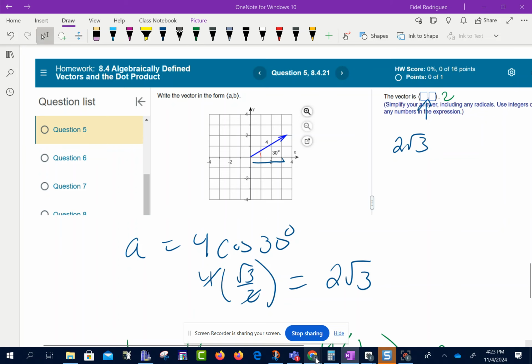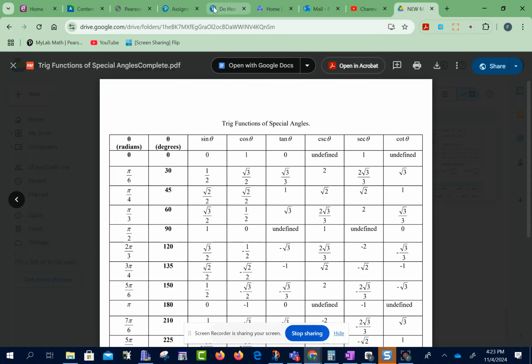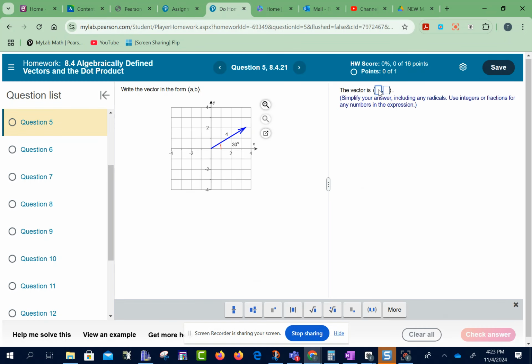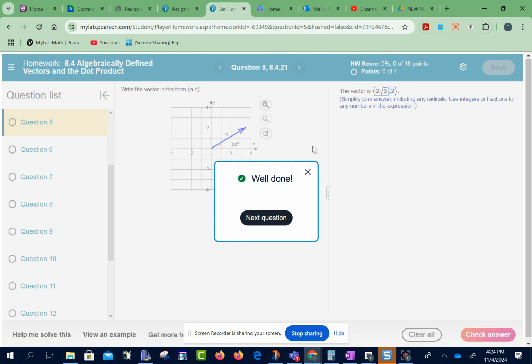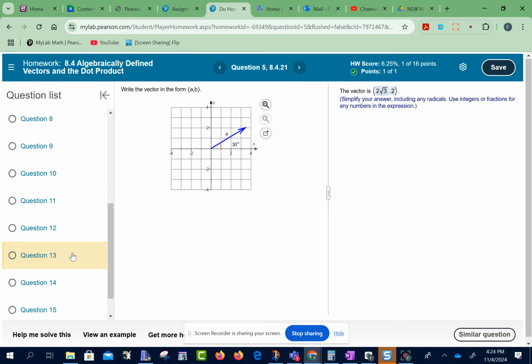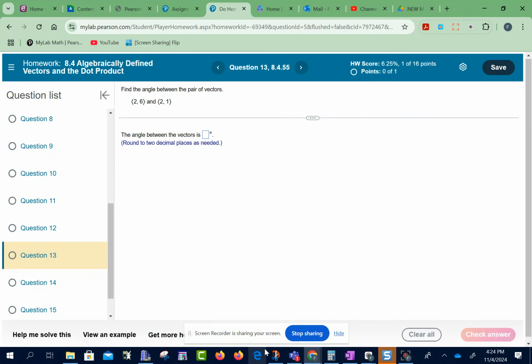So I'll come back this way, and let me go back this way right here. So I got a 2 and a square root of 3, and then here we have a 2. We're going to check our answer. And we got it. And then the next one we had was number 13.